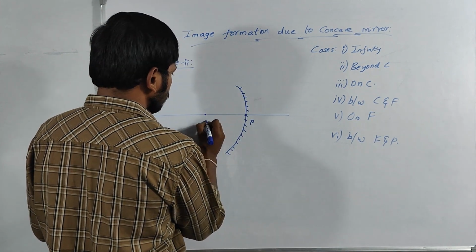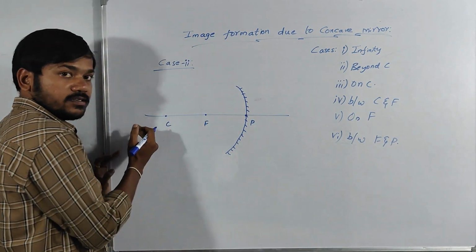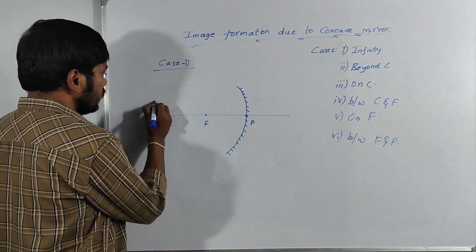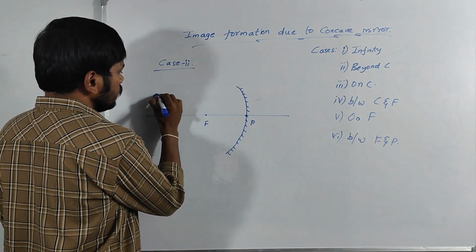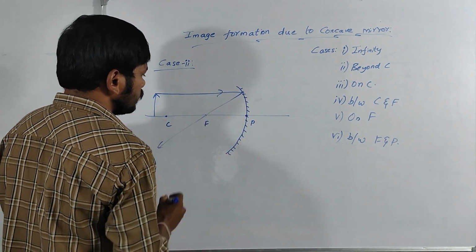Pole, focus, center of curvature. Object is placed beyond C. Now the hero will come into action, into the frame. Okay. Now simple ray rule. Incident ray parallel to principal axis reflects and passes through focus.